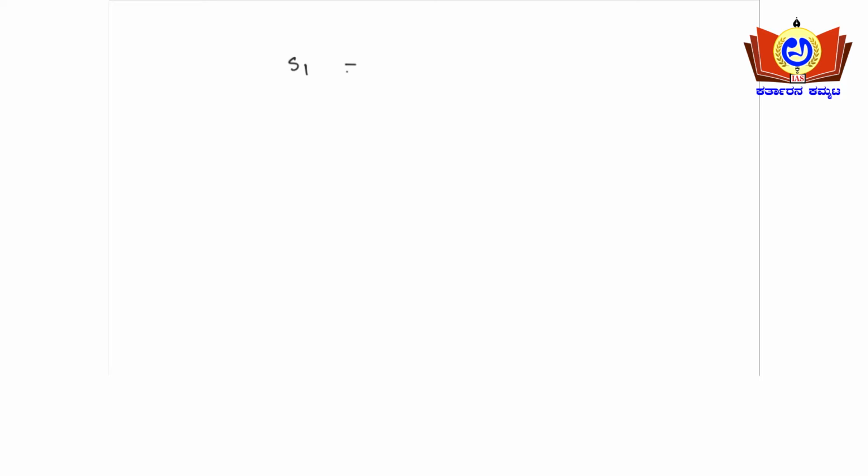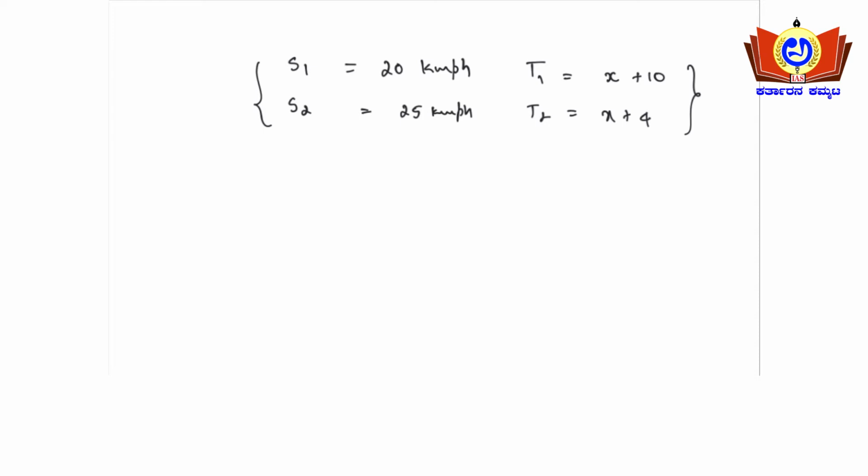So S1 will be 20 kilometers per hour, and the time taken will be normal time x plus 10 minutes. S2 will be 25 kilometers per hour, so T2 will be x plus 4. He is again late by 4 minutes, right? See here, we also know that distance is equal to speed into time, right? So the distance traveled will be the same here, so we can equate S1 by S2, that will be equal to T2 upon T1.